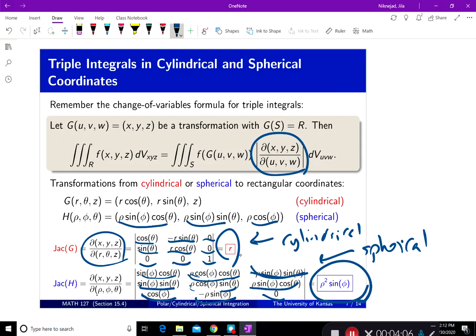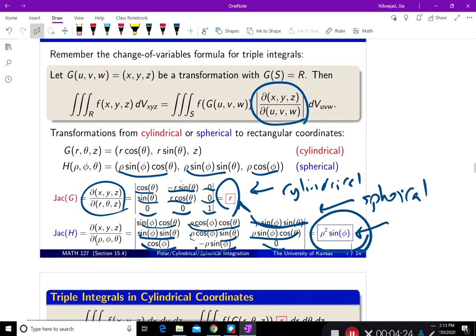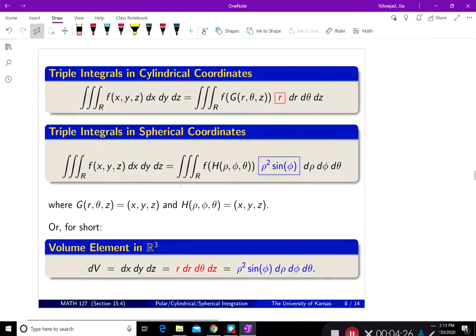Memorizing that usually doesn't create a lot of extra work, but I think people get confused with that one. I say still memorize this one. Rho squared sine phi is the Jacobian that you need for a spherical coordinate, and if you don't have it, it's not going to work very well for you.